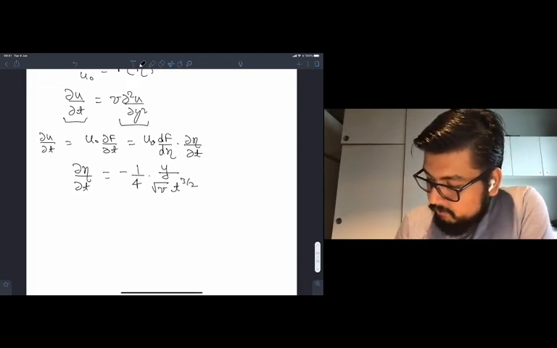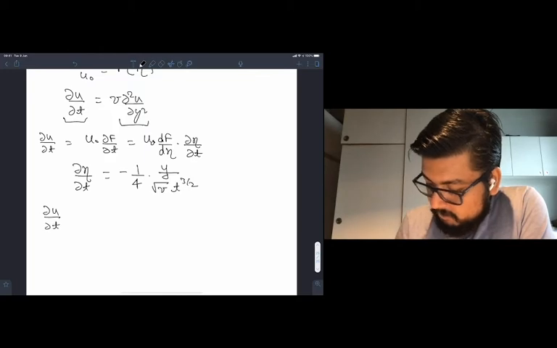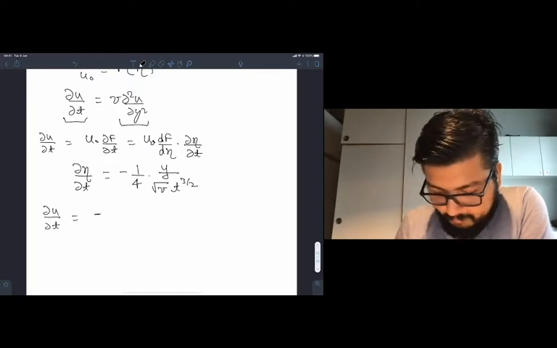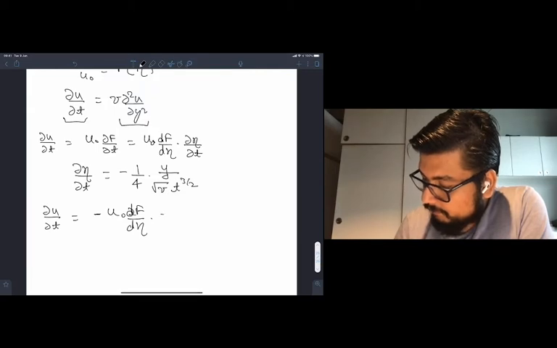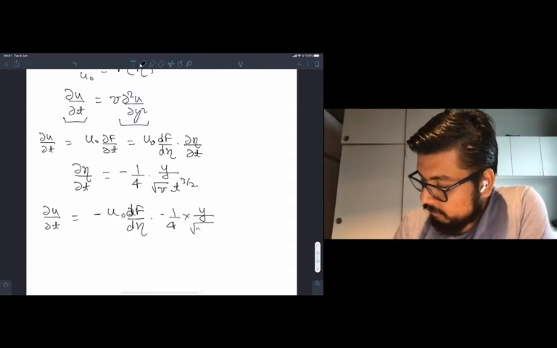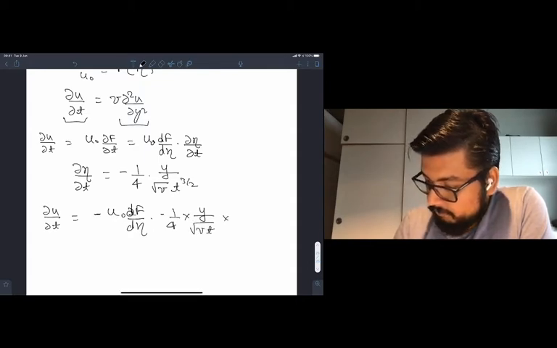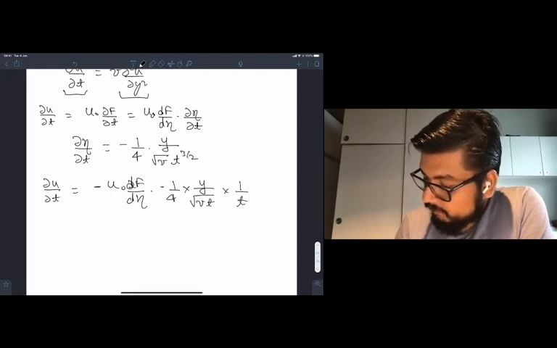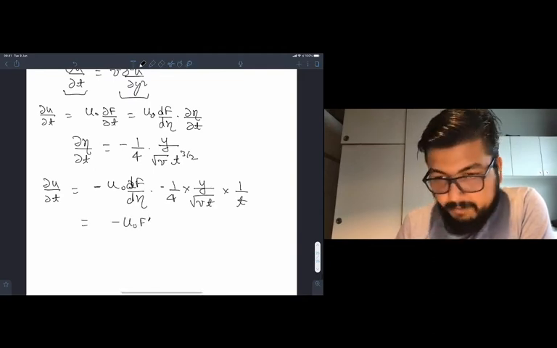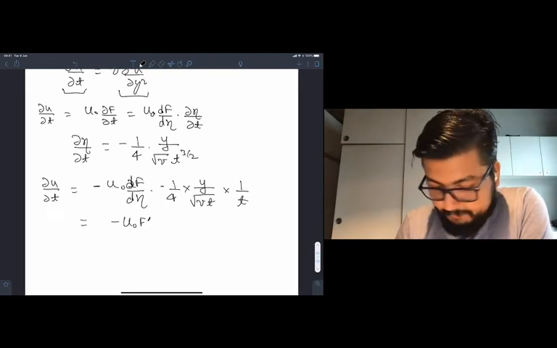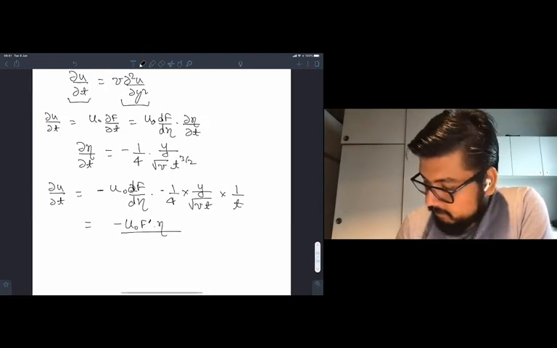So if we plug this in, then we get del u by del t is nothing but minus u naught df by d eta times minus 1 by 4 y upon square root nu t into 1 by t, which can be simplified as minus u naught f prime, where f prime is df by d eta, into eta divided by 2t.